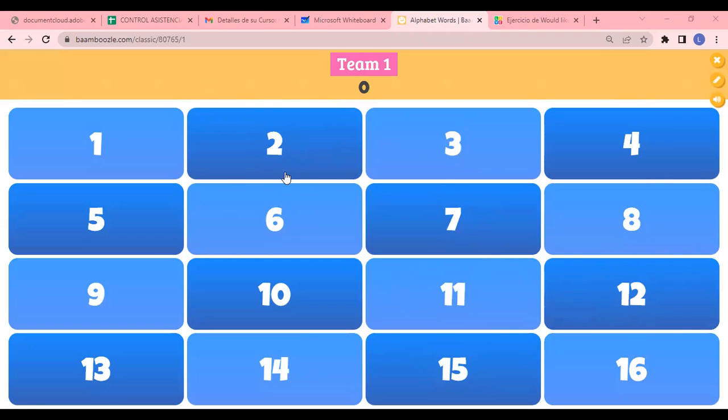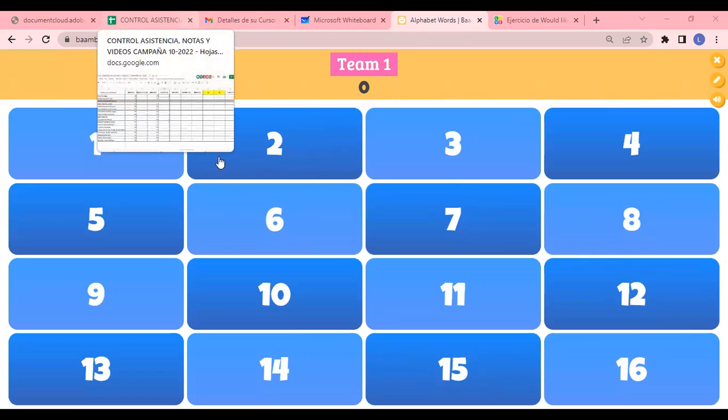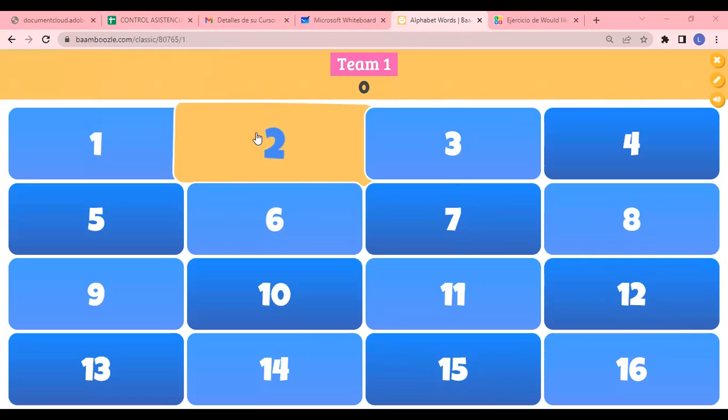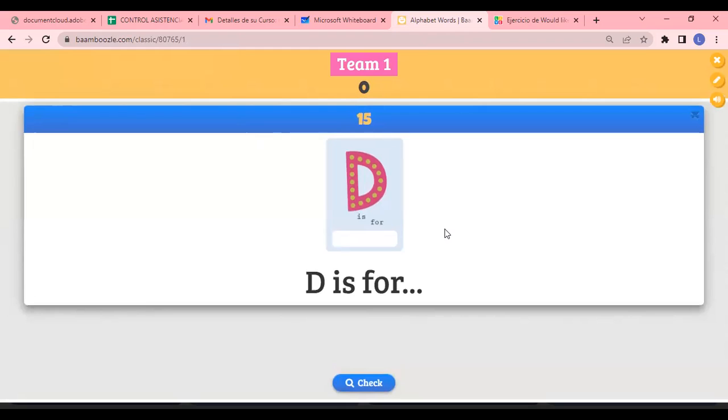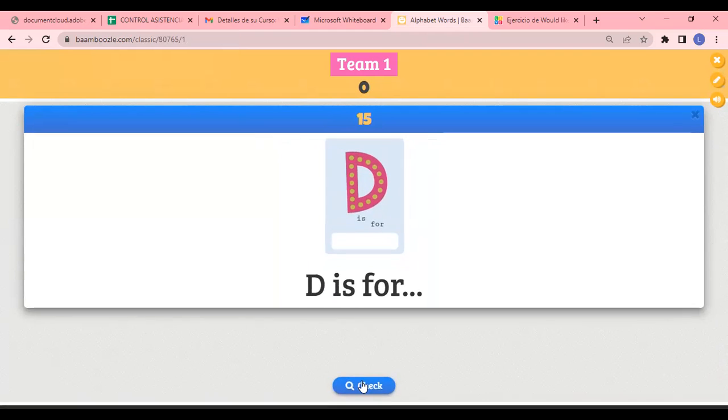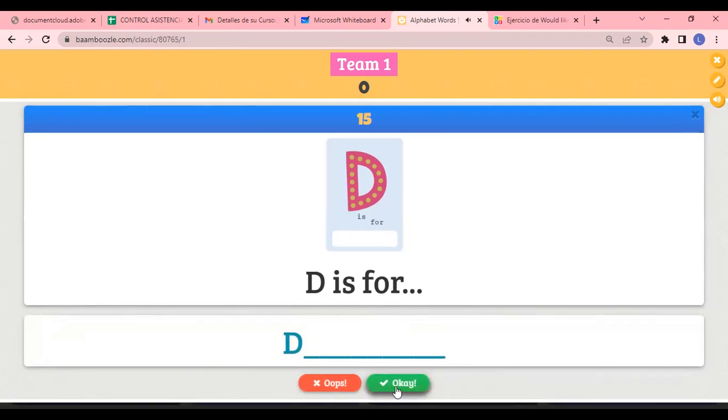Like, for example, Mr. Mauricio, what number would you like to try? Number two. Okay, D is for what? D is for... La palabra quiere que le diga. Dead. Okay, very good, mister. Thank you.